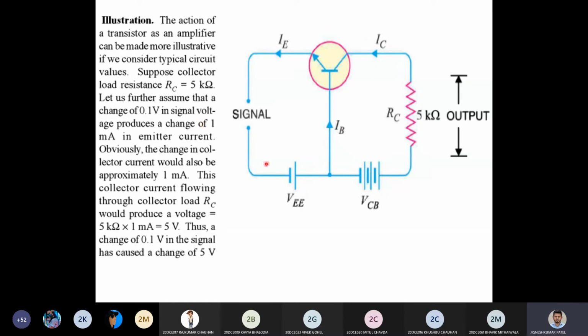So this is the example which we have converted. If a 0.1 volt signal is applied over here, that will result in 1 milliampere current in the emitter, and that is represented as 1 milliampere in the collector circuit, and that 1 milliampere multiplied with the 5 kilo ohm resistance is 5 volts. So a 0.1 volt signal at the input side would be converted into a 5 volt output signal. That is the amplification action.